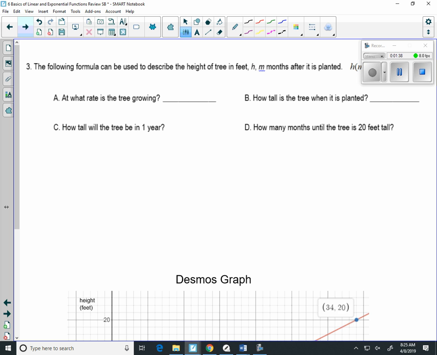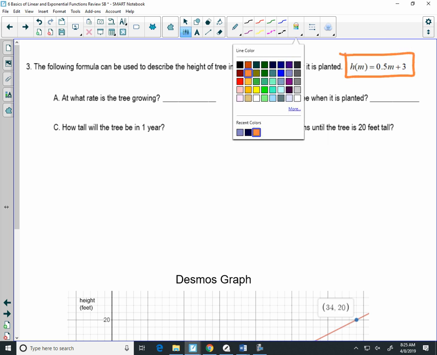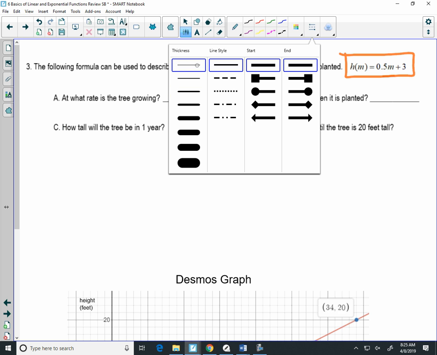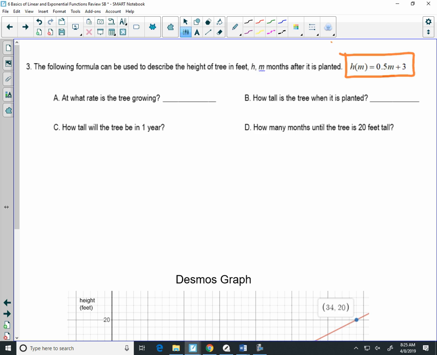Next, the following formula can be used to describe the height of a tree. Okay, so here's our equations. I like these. Before I even read what it's asking, I'm going to go ahead and label some things. So this is the slope. This is the y-intercept. And the y-intercept is also, if we're doing a word problem, I would probably even label that differently. I would probably label that starting amount.